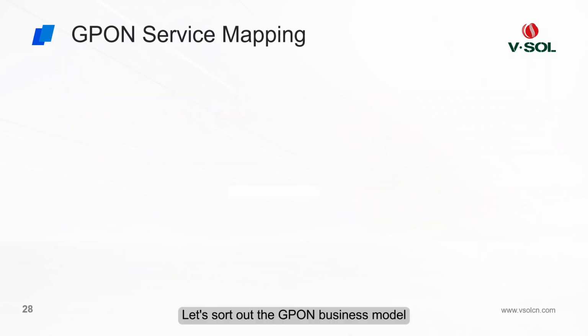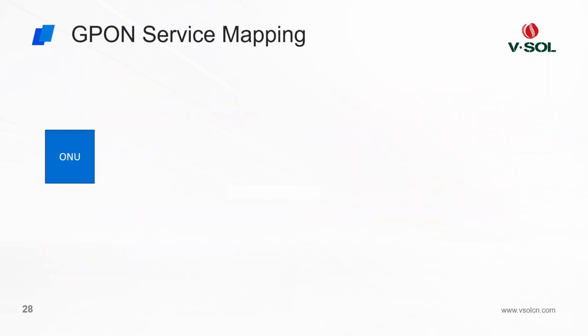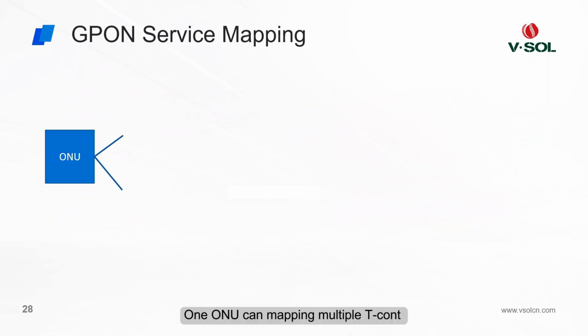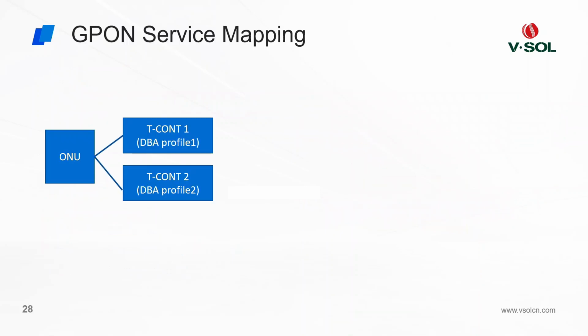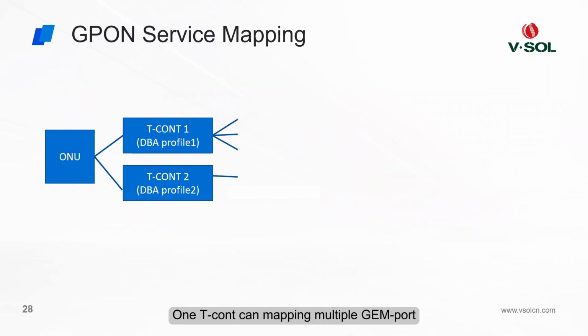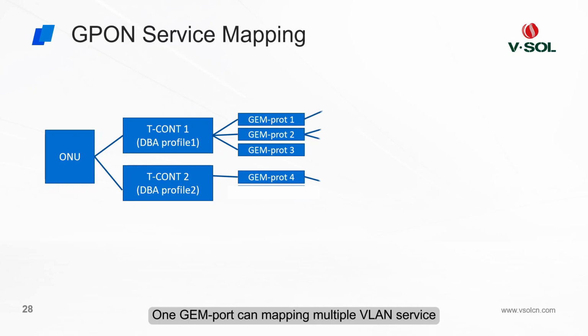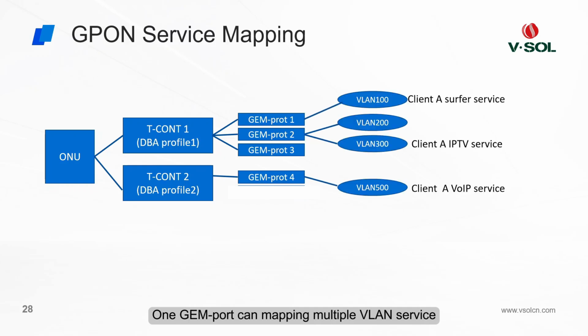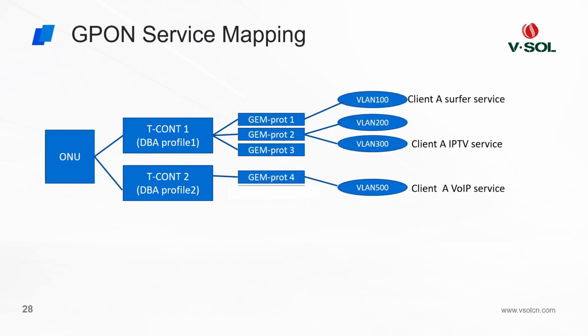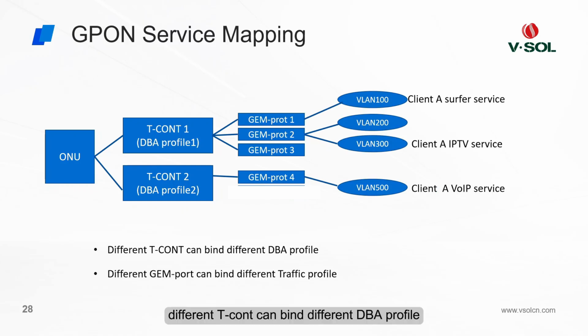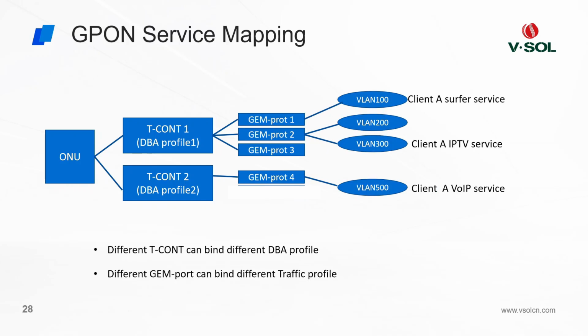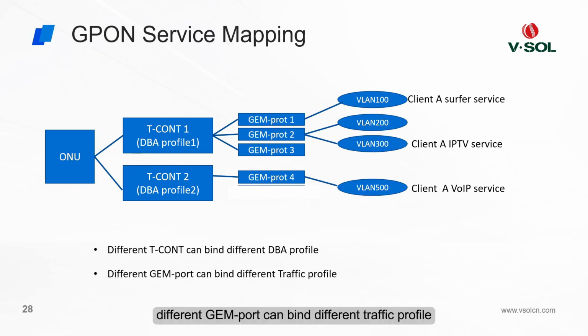Let's sort out the GPON business model. One ONU can map multiple TCONTs. One TCONT can map multiple GEM ports. One GEM port can map multiple VLAN services. It is worth mentioning that different TCONTs can bind different DBA profiles. Different GEM ports can bind different traffic profiles.